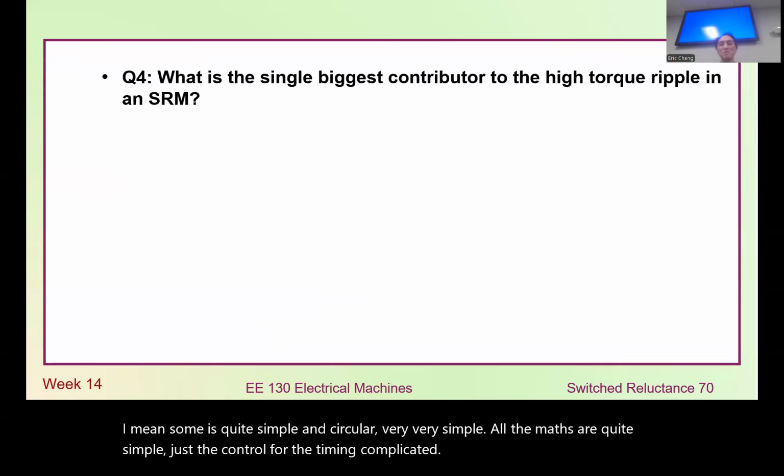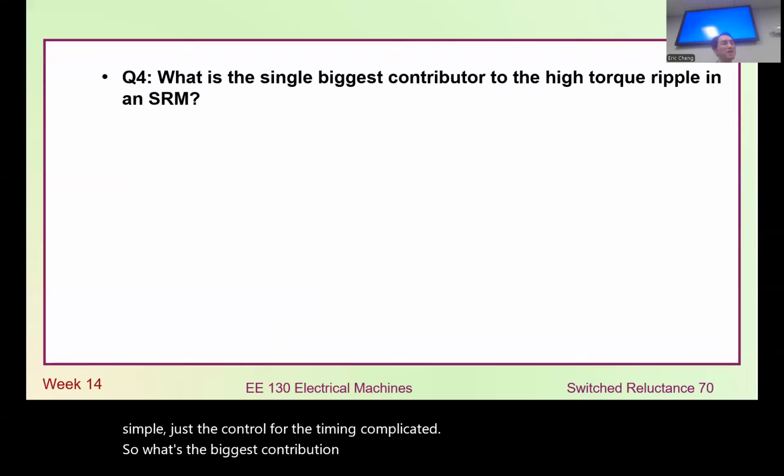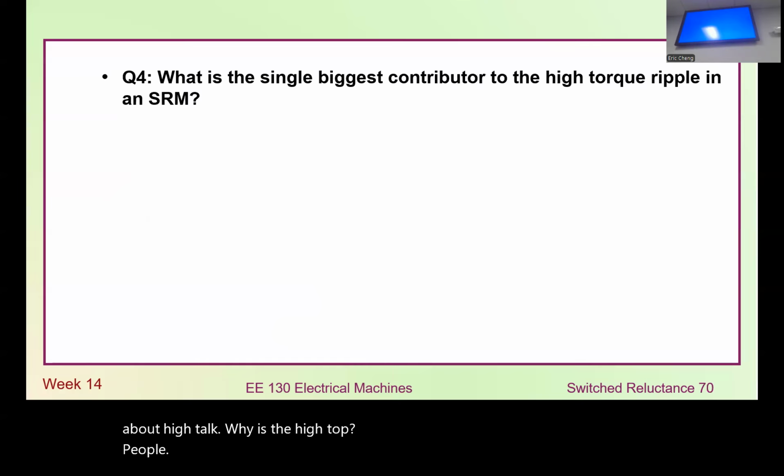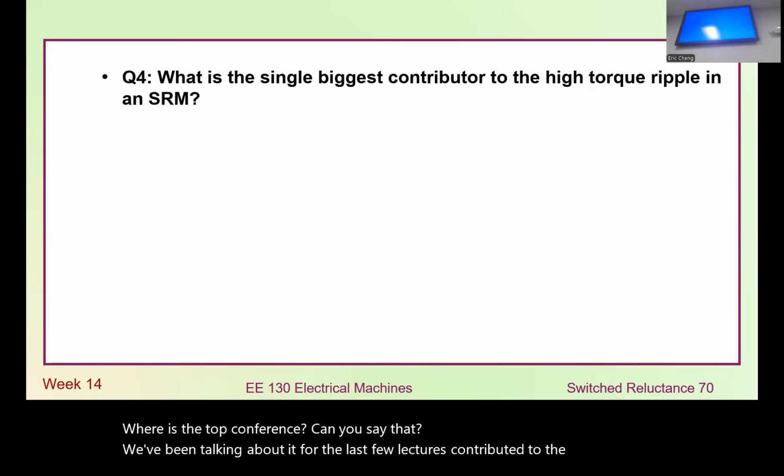So what's the biggest contributor to the high torque ripple in the SRM? We always talk about the SRM's high torque. Why is there a high torque ripple? Where does the torque come from? Can you say that in your own words? We've been talking about it for the last few lectures. The biggest contributor to the high torque ripple is the switching, when you have the switch, right? So it's related to that.